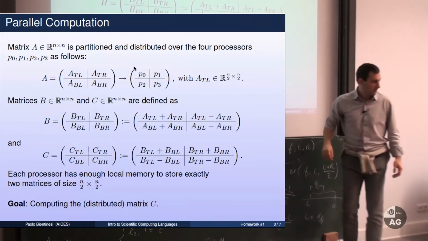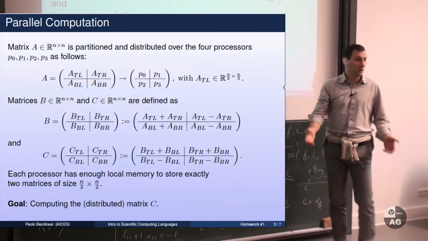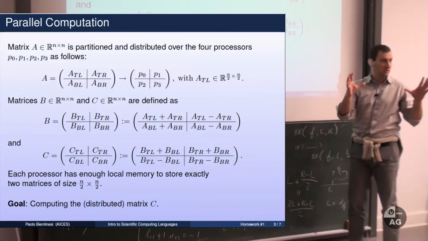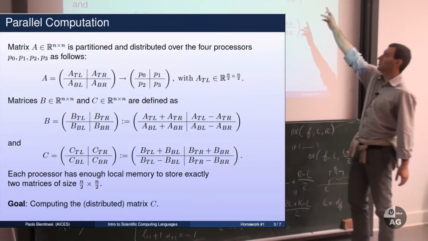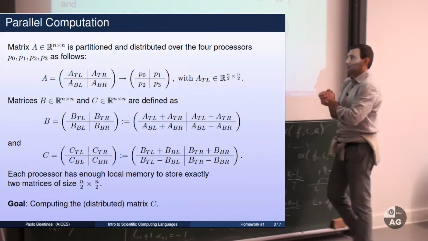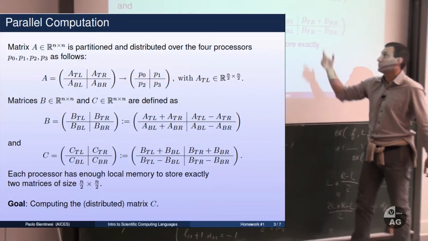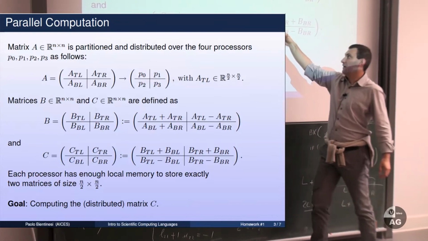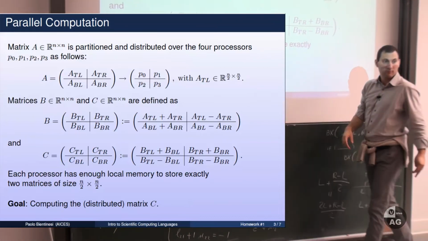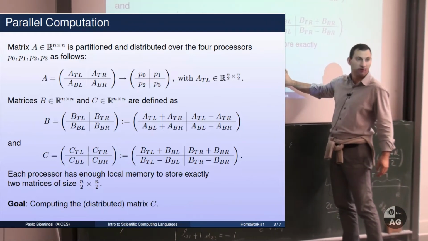And each processor, let's move this guy, that bothers me. And each processor starts off with one of these quadrants. So P0 owns the A top left part of the matrix, P1 owns A top right, and so on. And then I have these nice little matrices, B and C, that are defined in terms of A. In fact, B is defined in terms of A, and C is defined in terms of B. Okay? And I want to compute C.